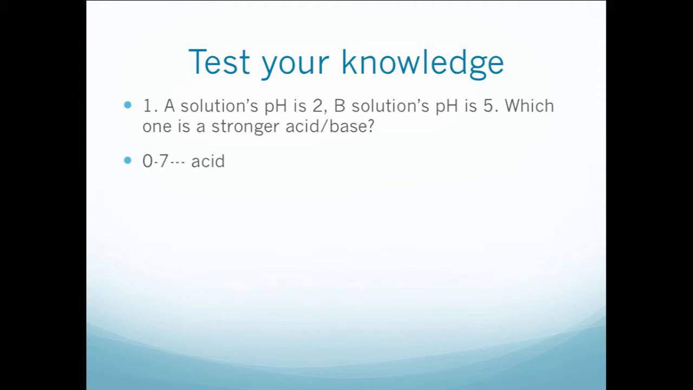Okay, so firstly, 0 to 7 is the range that gives you an acid, so they're both acids. And since 5 is closer to 7 than 2, the A solution is further away from 7, so A is a stronger acid.